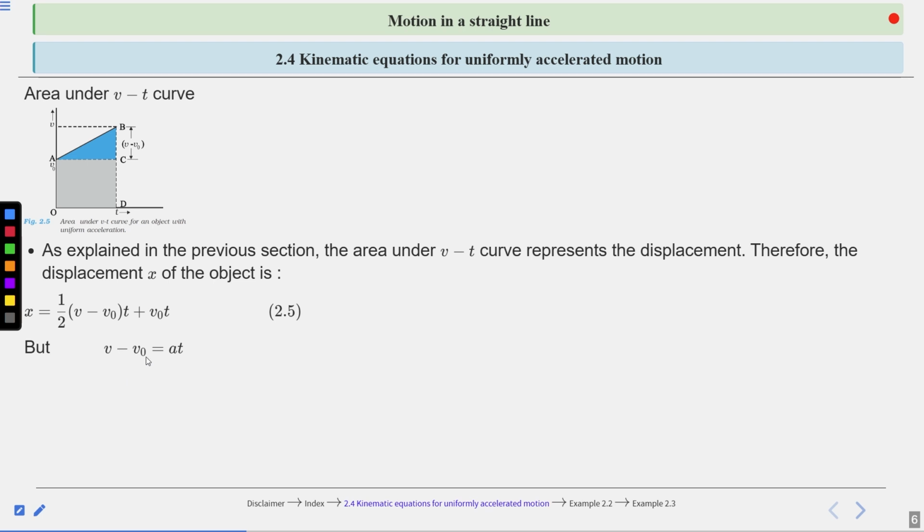But we know v minus v naught is equal to at. So substitute here v minus v naught is equal to at. When we substitute the value of v minus v naught, we will get x is equal to half a t square plus v naught t. Here v minus v naught is at, so a into t and t into t becomes t square. That's why the relation for the displacement is x is equal to half at square plus v naught t.